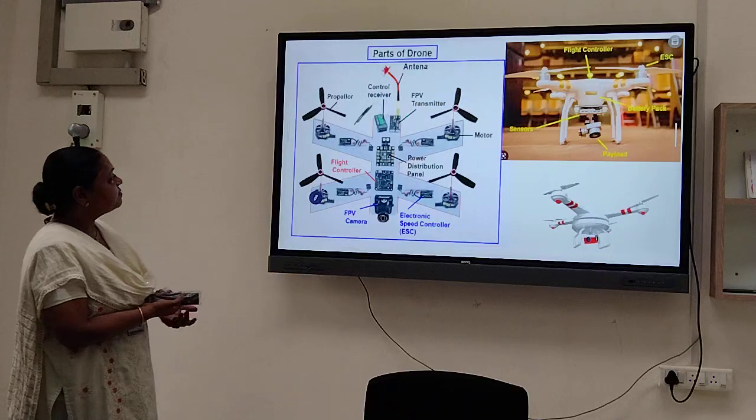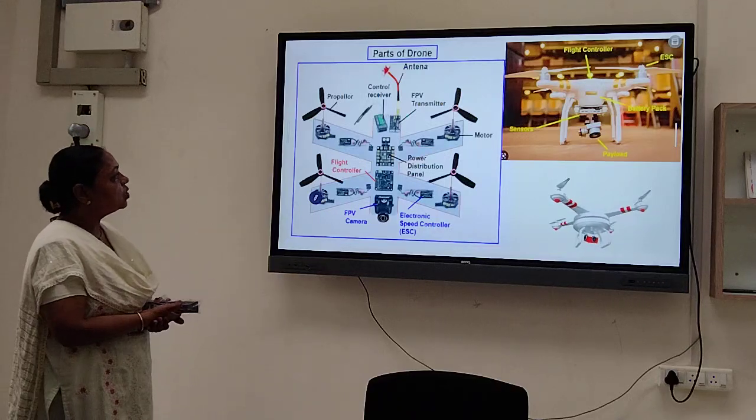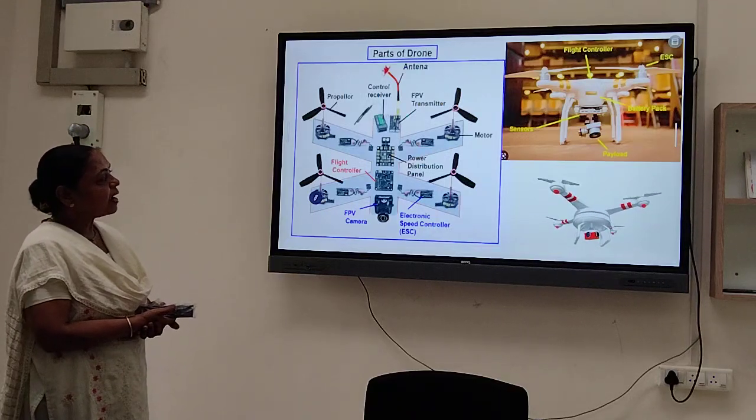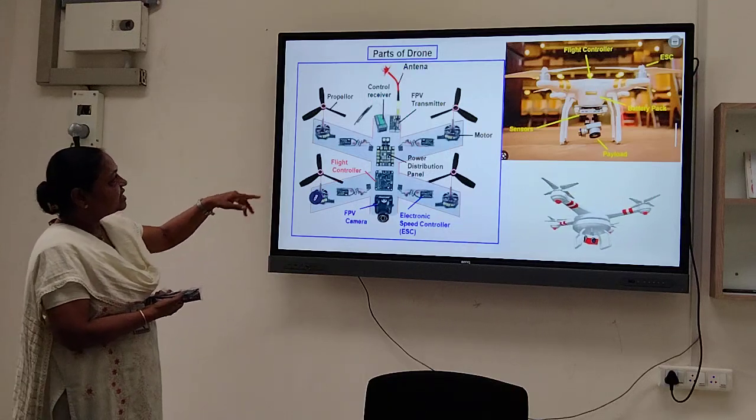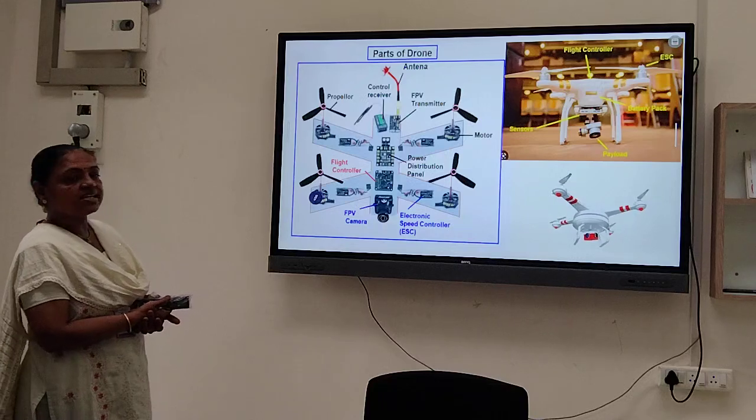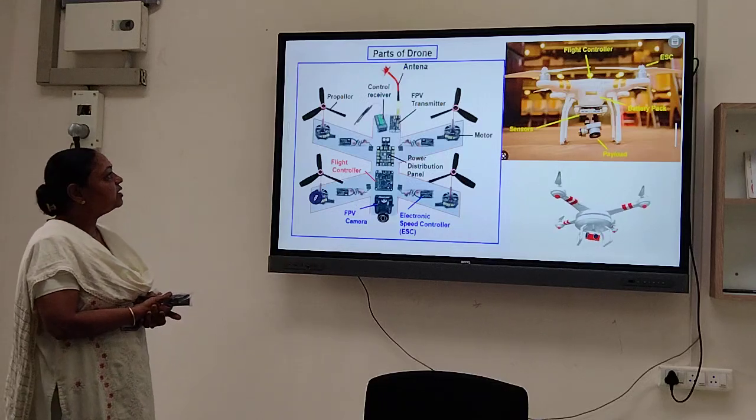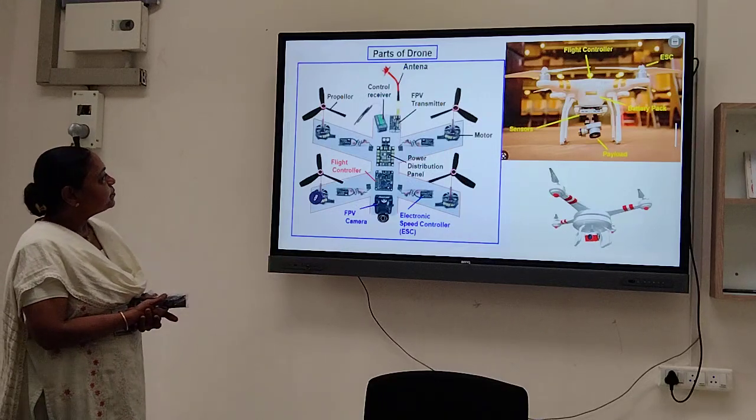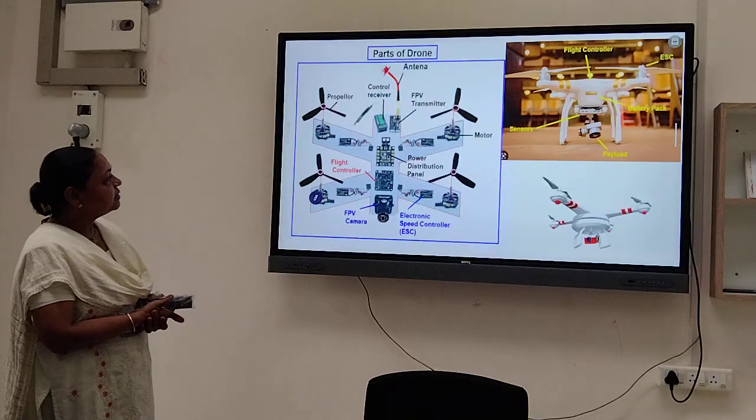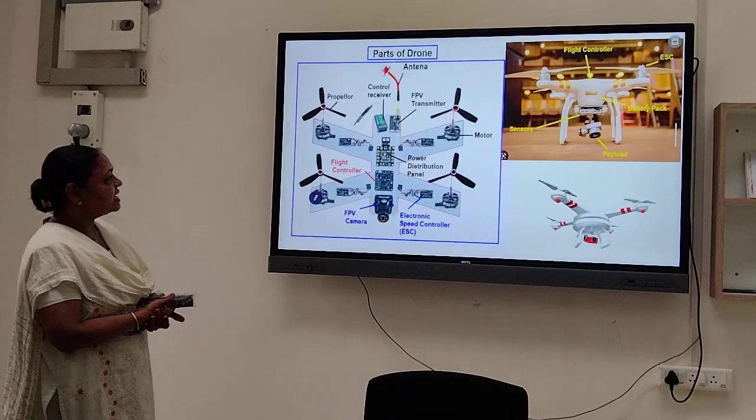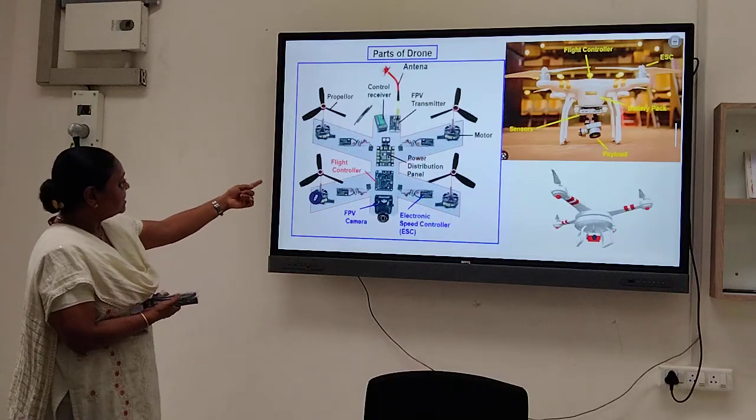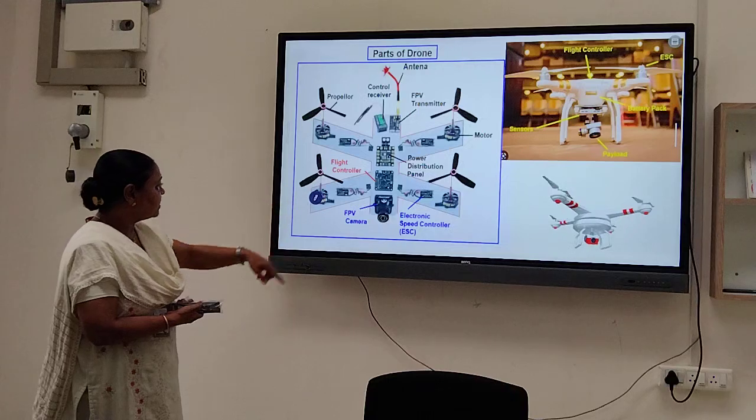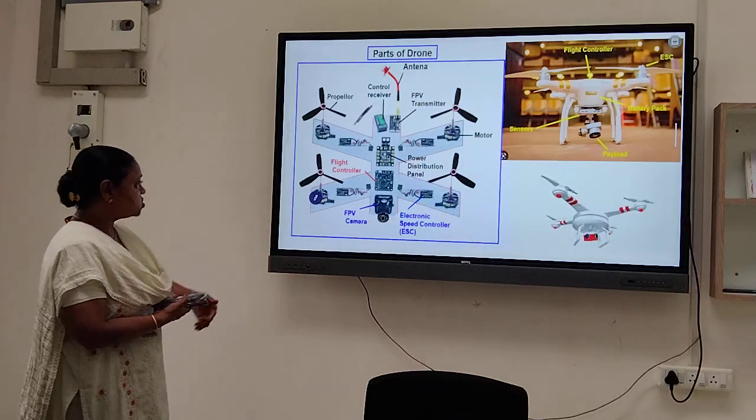Now see, these are some important parts of the drone. Which are those important parts? The flight controller is above the frame. Then ESC, that is the electronic speed controller. Then battery pack, payload, and sensors. These are the parts shown in that diagram. Here the flight controller is shown. See, it is a flight controller. Then a camera is also attached.